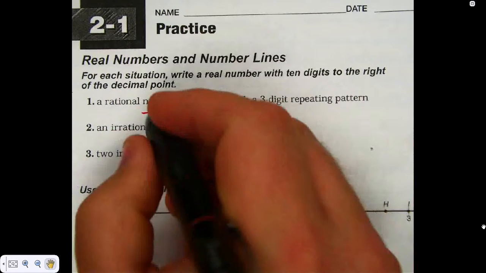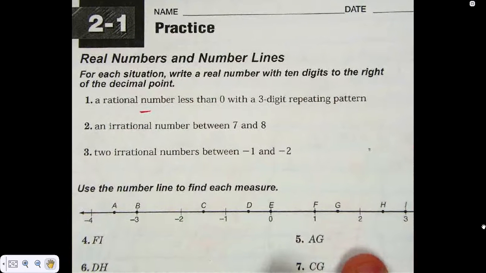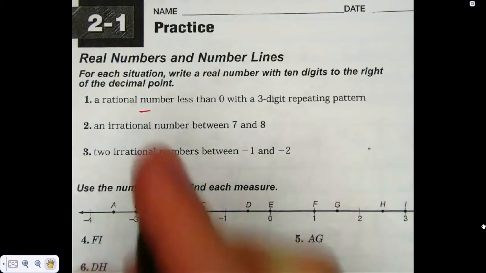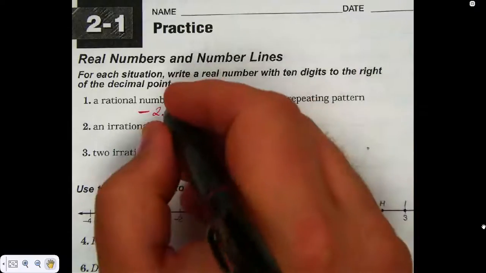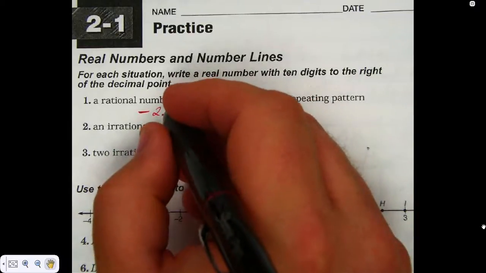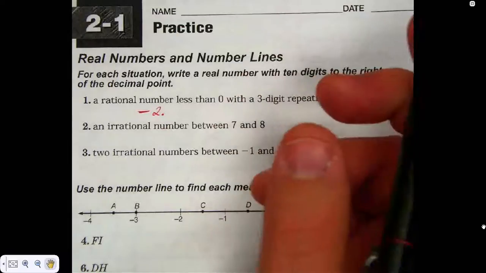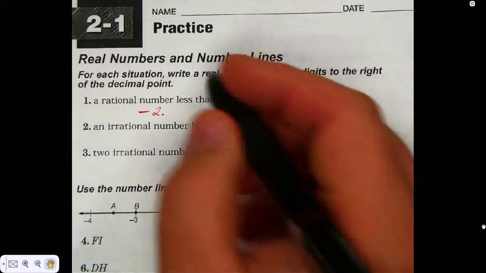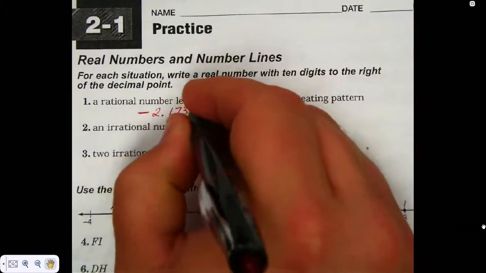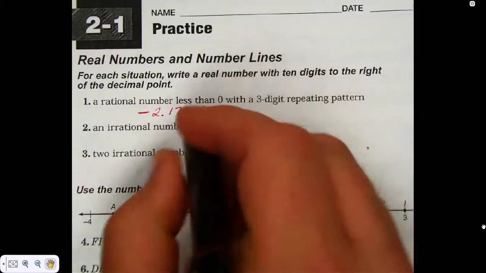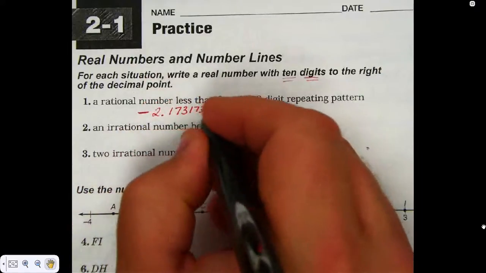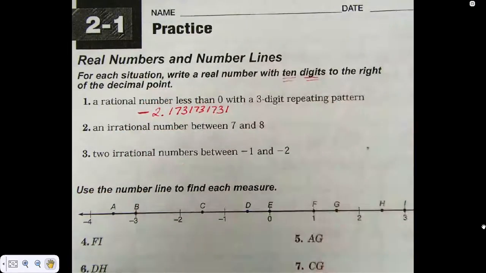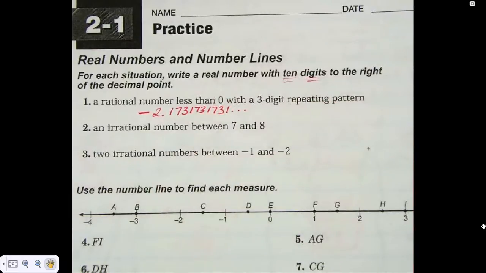You guys wanna make negative 2 point. Give me our 3-digit repeating pattern. All it has to be is any 3-digit repeating pattern. Think of 3 numbers you want me to repeat. 173. I heard 173, and then we'll go 173, 173. They want how many? 10 digits, right? So that's 1, 2, 3, 4, 5, 6, 7, 8, 9. What would be the next one? 1. Dot, dot, dot. So I've done all the requirements, haven't I? It's less than 0. I have 10 digits to the right, and it's a 3-digit repeating pattern.